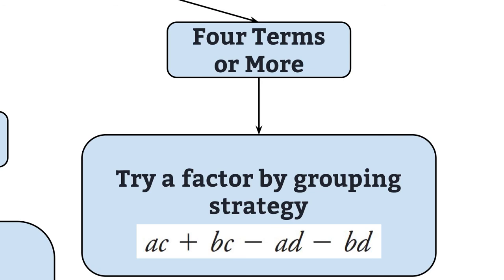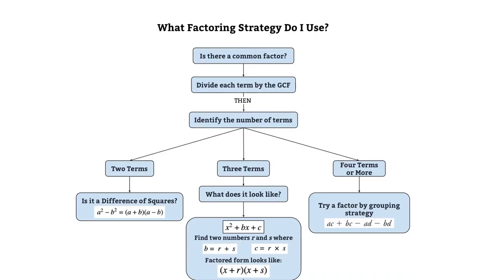So for instance, if we group these first two terms, we can factor out a c. And then if we group these last two terms, we can factor out a d. And with factor by grouping, there will be more trial and error because sometimes you might have to rearrange your expression to get something that you can factor out. And those are some of the strategies you should use when you're factoring.